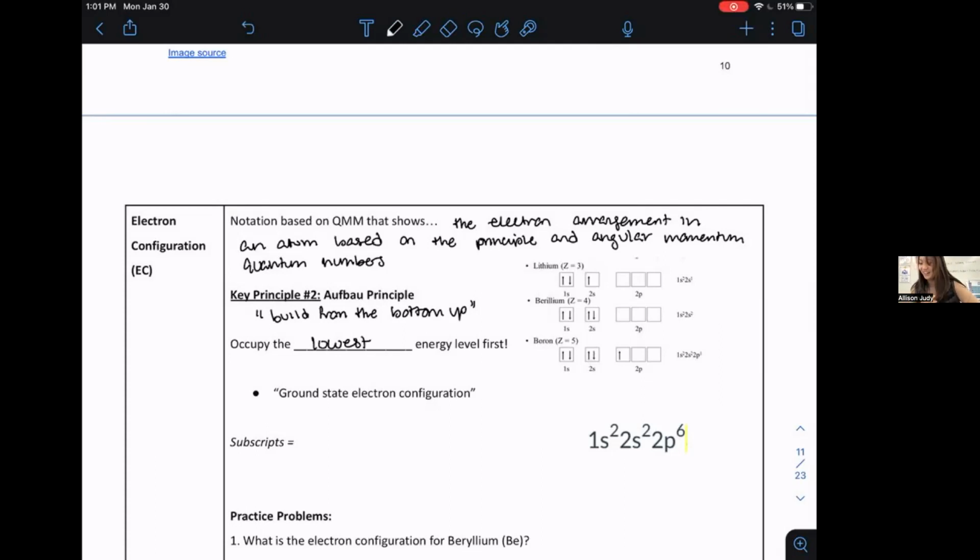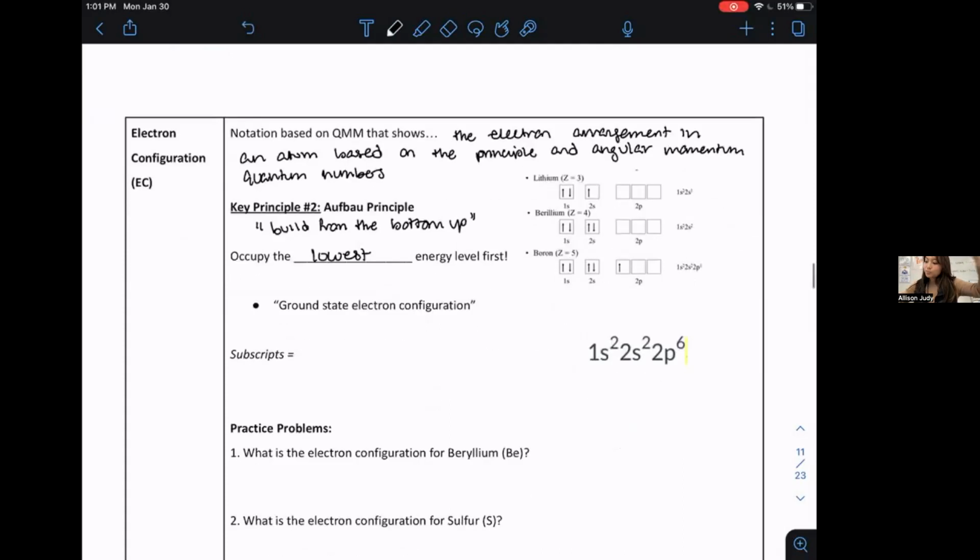Okay, so what we say is that we always occupy the lowest energy level first. Who knows? Occupy the lowest energy level first. And this is called the ground state electron configuration. So I've already said ground state arrangement. Now we're going to add on a more specific term, ground state electron configuration.